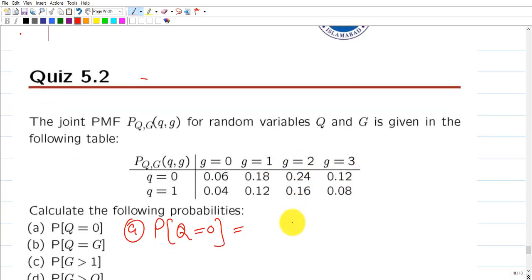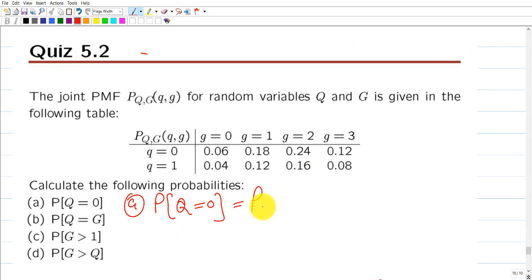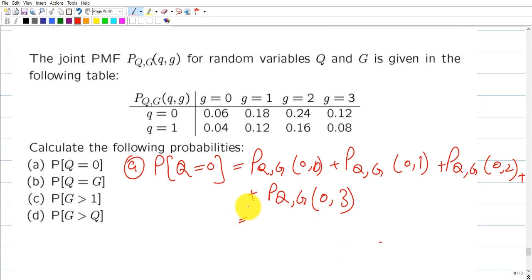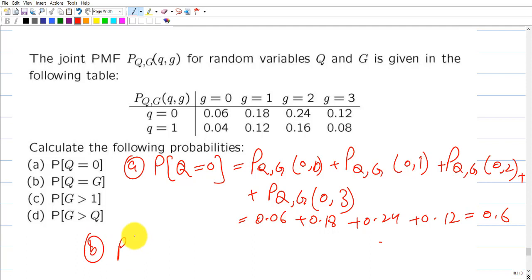So we can write it here in terms of P Q G, 0, 0 plus P Q G, 0, 1 plus P Q G, 0, 2 plus P Q G, 0, 3. Just from the table, if we put these values, it is 0.06 plus 0.18 plus 0.24 plus 0.12. So that sums up to be 0.6.